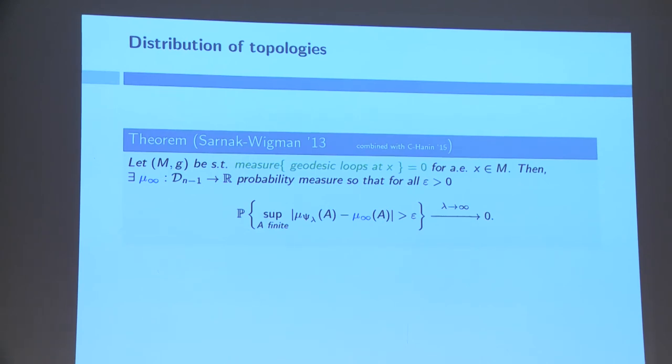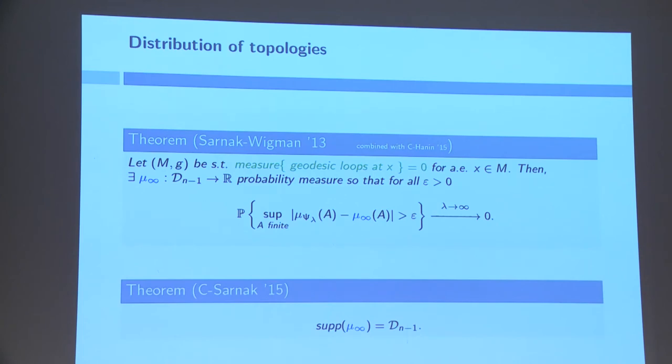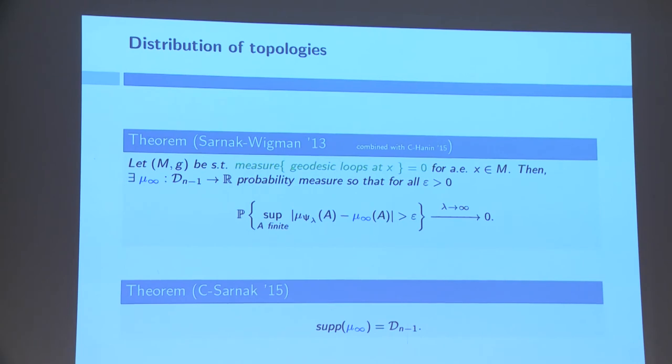But despite that, what we did with Peter Sarnak is to show that the support of the measure is the entire space. So even though we have no clue how this looks, if you give me a diffeomorphism type, with a strictly positive probability, that diffeomorphism type will occur in the zero set of your random waves for lambda large enough. You're observing all the possible diffeomorphism types once the frequency is large enough.